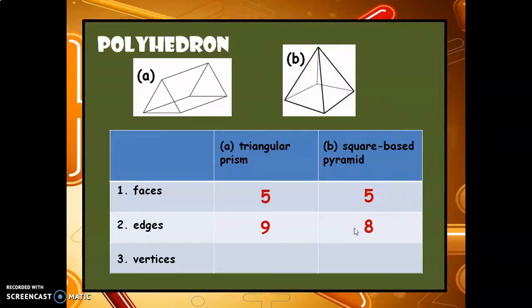Okay, let's have now the vertices. Vertices are the corners again. If you count the corners of this triangular prism, you have 6: 1, 2, 3, 4, 5, 6. So the number of vertices is equal to 6. What about the square based pyramid? Right, that would be 5: 1, 2, 3, 4, and 5. You have 5 corners, so the number of vertices for the square based pyramid is also 5. All right, so that is how to count the number of faces, edges, and vertices of those polyhedrons, which are prisms and pyramids.